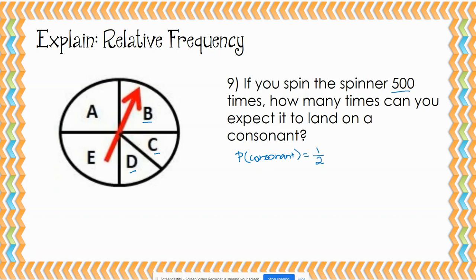If I'm spinning this 500 times, then I'm going to multiply 1/2 times 500, or 500 over 1, which will give me 500 divided by 2. And 500 divided by 2 is 250. So I would expect it to land on a consonant 250 times if I spun it 500 times.